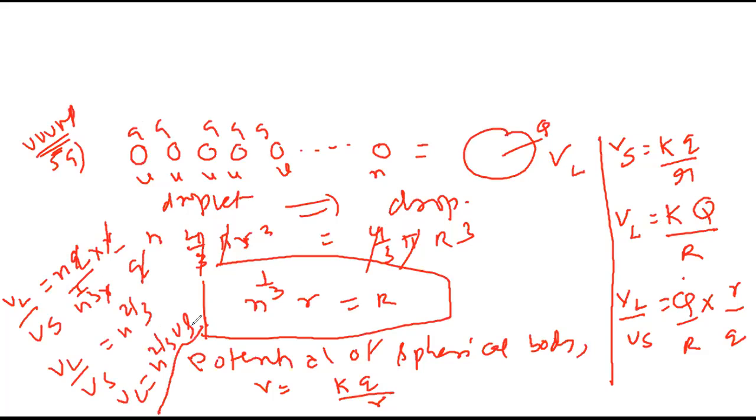This you have to keep in your brain. Now I think you got the answer: n raised to 2 by 3 into V, option D. Copy fully, but memorize the end one: V large is n raised to 2 by 3 of V small.